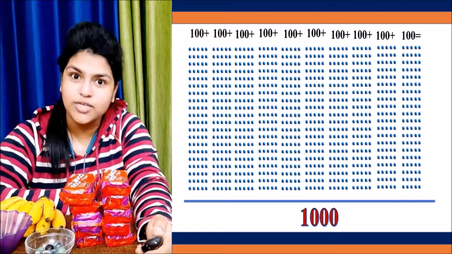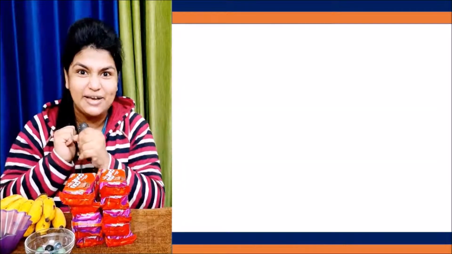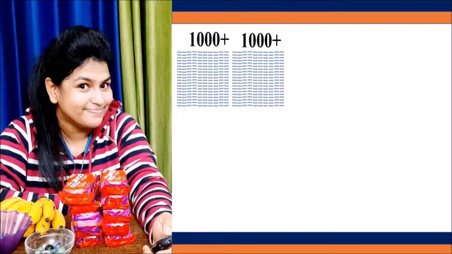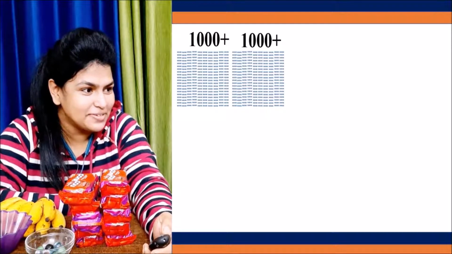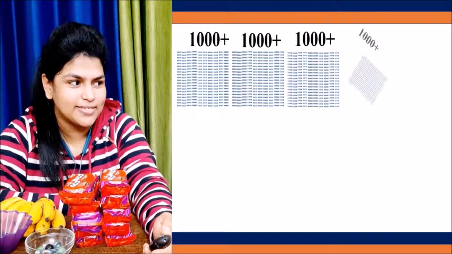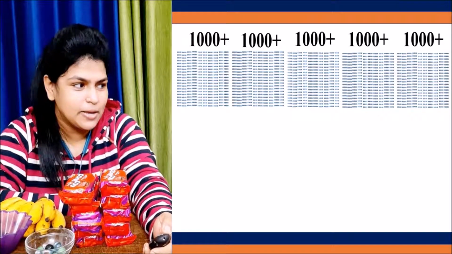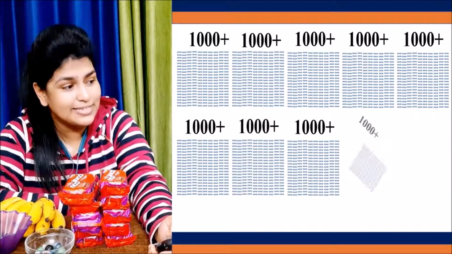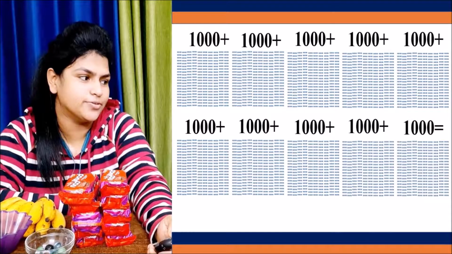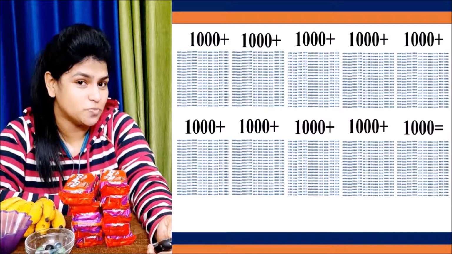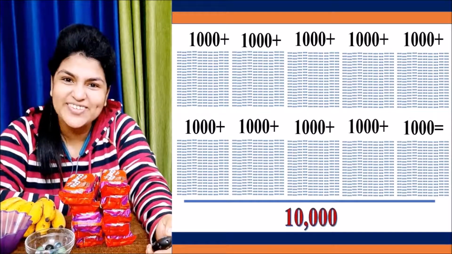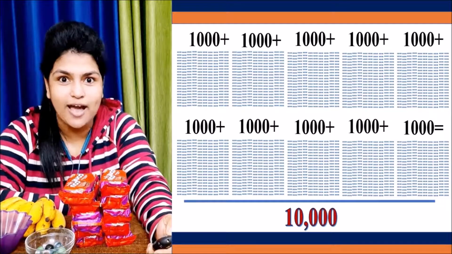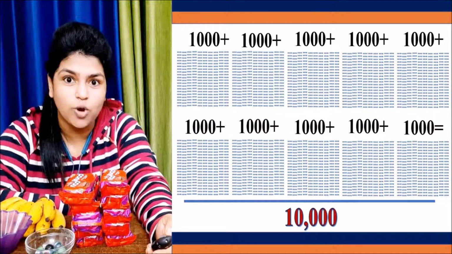Alright, now, the most interesting thing. Let's take 1,000 10 times. Come on, let's go on to it. Okay, 1,000 marbles plus 1,000 plus 1,000 plus 1,000 plus 1,000 plus 1,000 plus 1,000 plus 1,000 plus 1,000 plus 1,000 gives me 10,000. Correct.